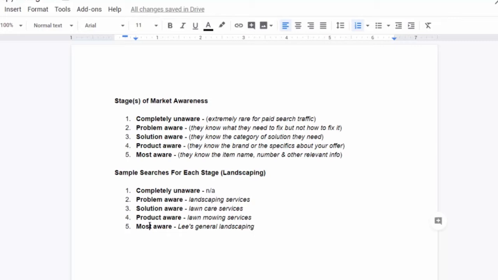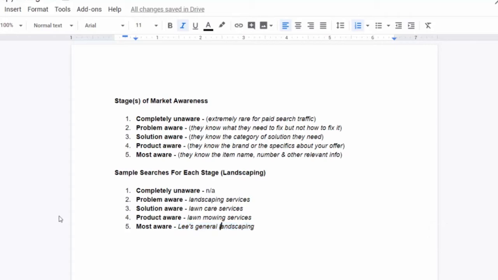And then the most aware, this is where they're typing in the actual business. And this is an actual contractor here. So this is Lee's General Landscaping. This is where they know what they want, they know what they're looking for, and now they're just looking for that exact contractor because maybe they've done their research online, they've looked at Yelp, they looked at Google reviews, they've gone to this person's website, they've probably visited 2 or 3 other websites that offer the same kind of services, and they are looking to contact this one in particular, okay?